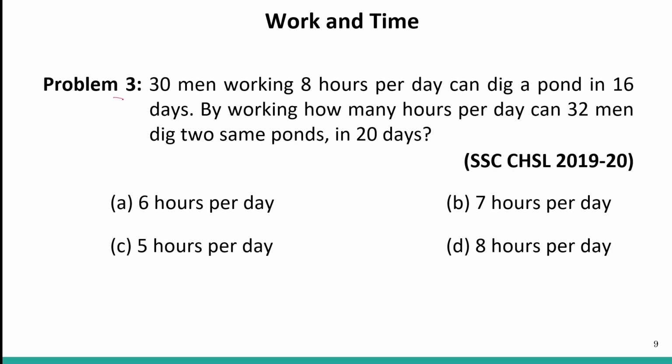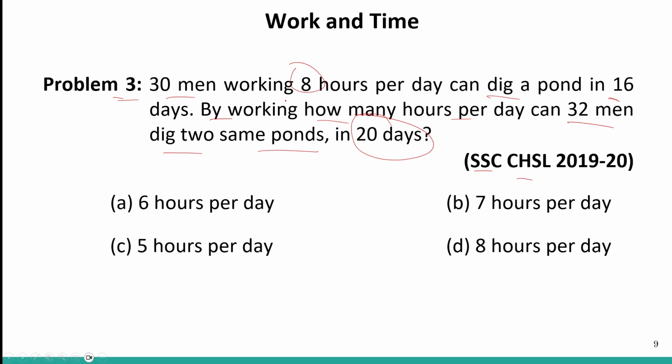So let's see problem number 3. If 30 men working 8 hours per day can dig a pond in 16 days, by working how many hours per day can 32 men dig 2 same ponds in 20 days? Is it 6 hours per day, 5 hours per day, 7 hours per day, or 8 hours per day? Let's evaluate which among these 4 options is actually correct. This question has been asked in the SSC CHSL 2019-20 paper.